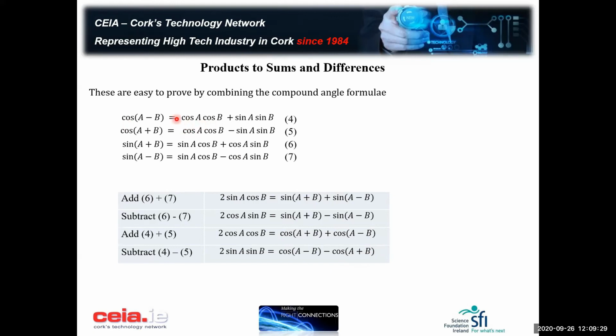So you can see if you add this identity, which we've proven before, to this identity, this term will cancel with this term, and you end up with twice cos A cos B. All right, so that's how you get this equation down here, by adding equation 4 and equation 5. If you subtracted them, then this term would cancel this term, and you get twice sine A sine B, which is this last equation down here. And so on for adding these 2 equations or subtracting those 2 equations would give you these 2 formulae.